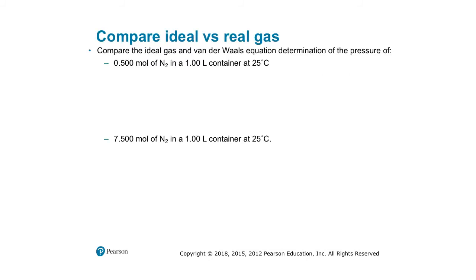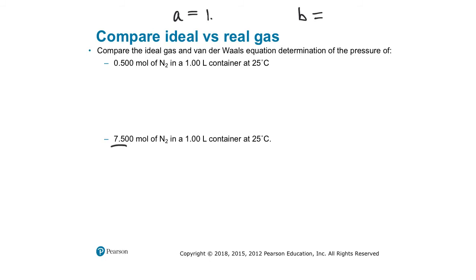For something we might do here in chapter 10, we could compare the ideal gas pressure and the van der Waals pressure that we might calculate. For a gas, we could compare half a mole of N2 in a liter container at 25 degrees C with 7.5 moles of N2 in the same container. This quantity here is probably going to have a bigger issue with the V minus nB term because our gas should be occupying a pretty big portion of the container. We might pull out our a and b values for N2 from the previous slide.